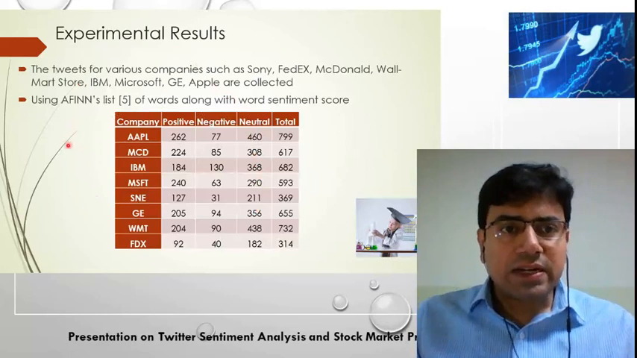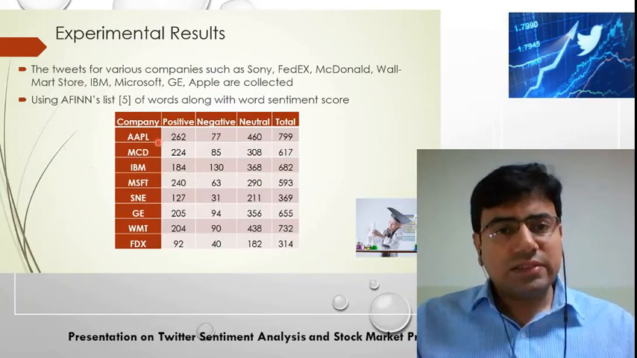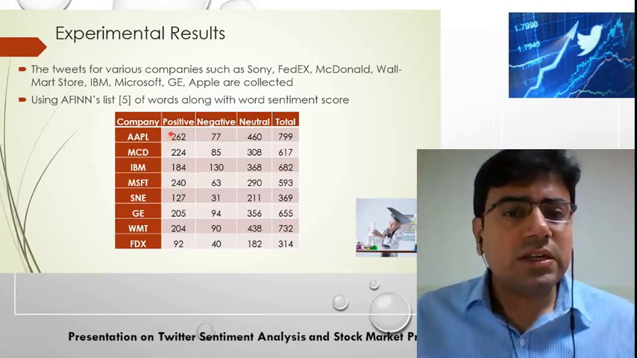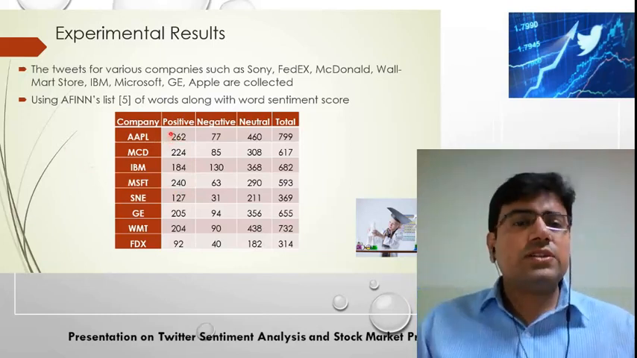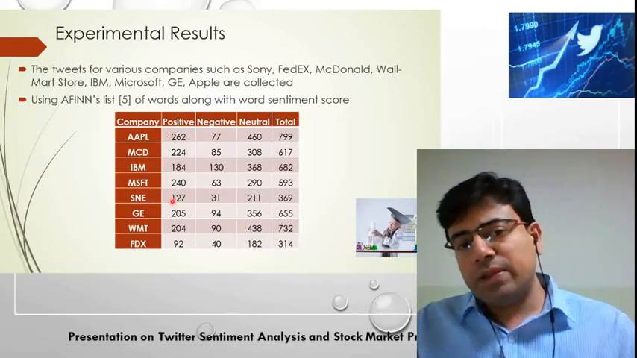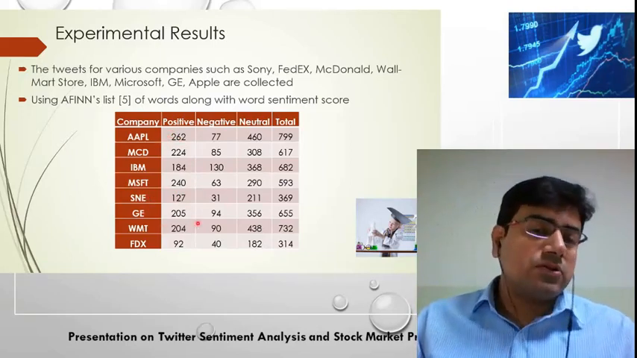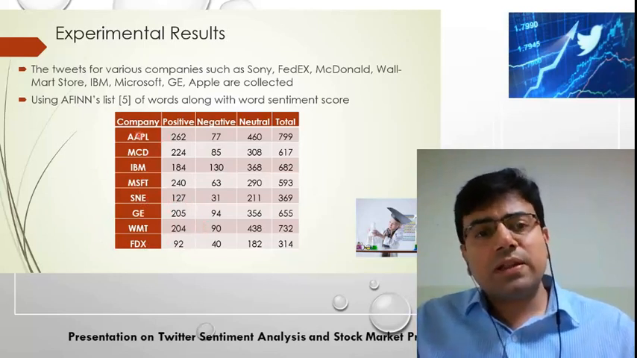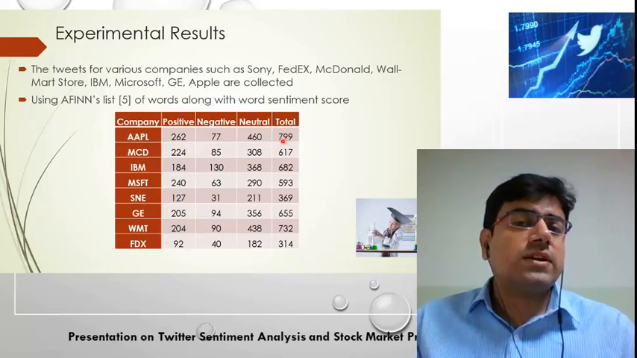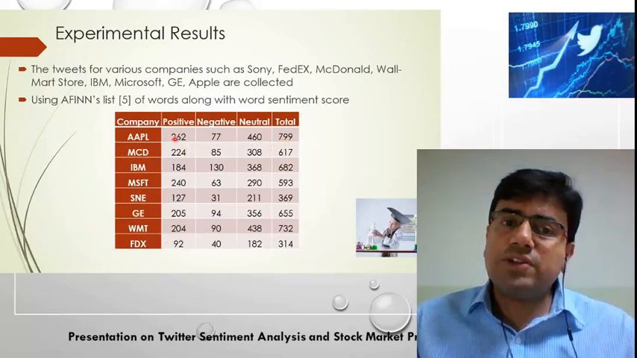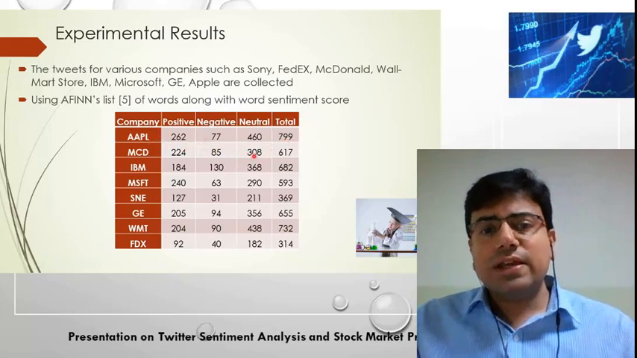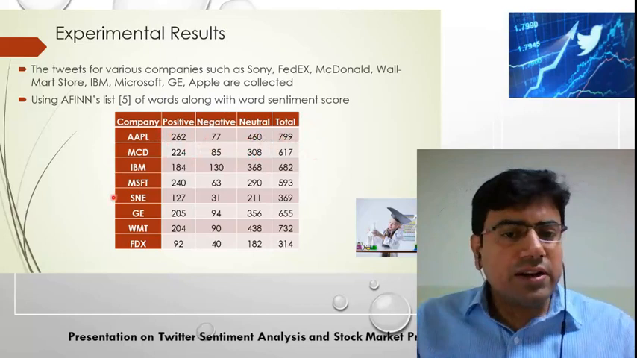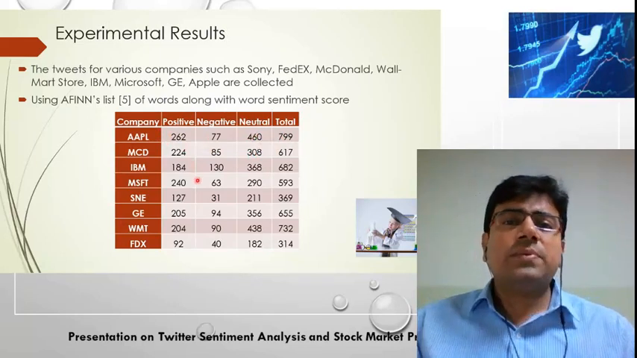The experiment is conducted on the training set, which is collected from the various companies. The tweets of companies such as Apple, McDonald's, IBM, Microsoft, Sun Microsystems, GE, FedEx, all these are collected. For example, Apple consists of a total of 799 tweets, out of which 262 are positive, 77 negative, and 460 are neutral. Similarly, the distribution is for other companies as well.